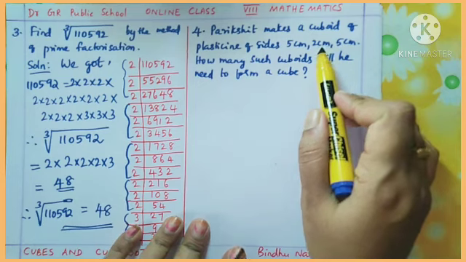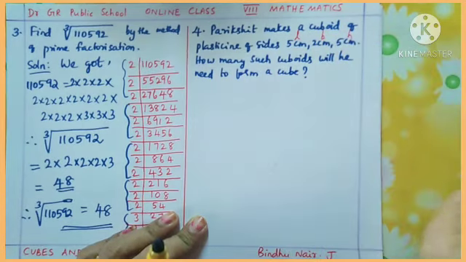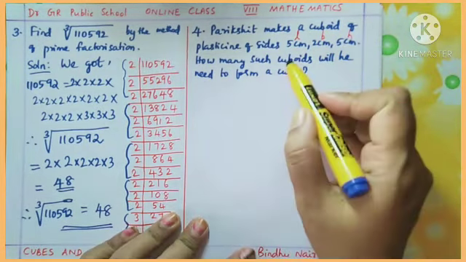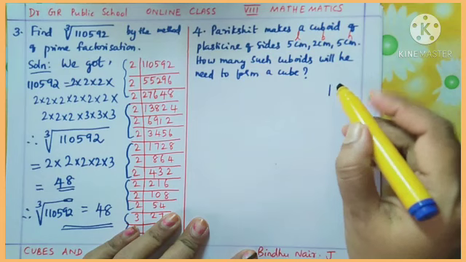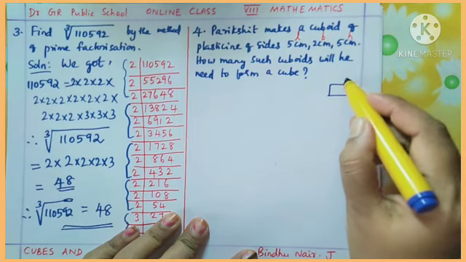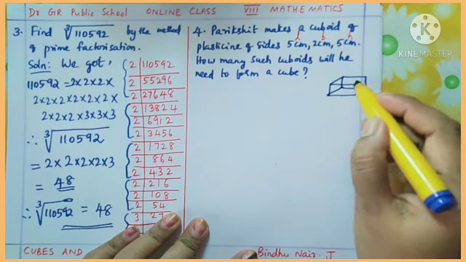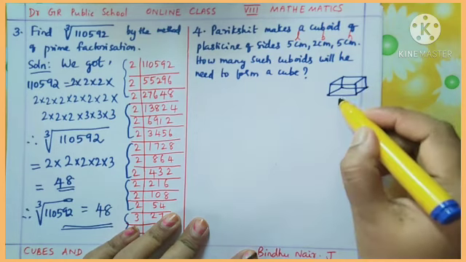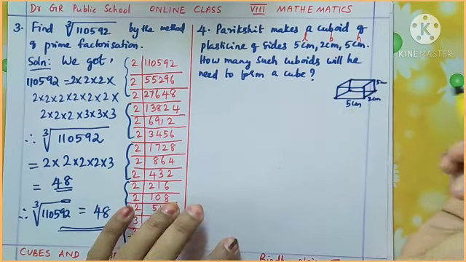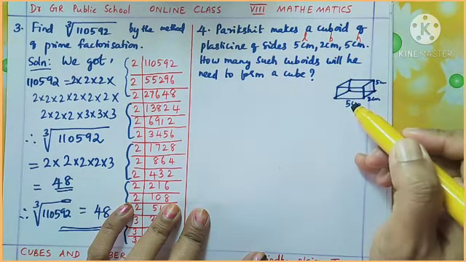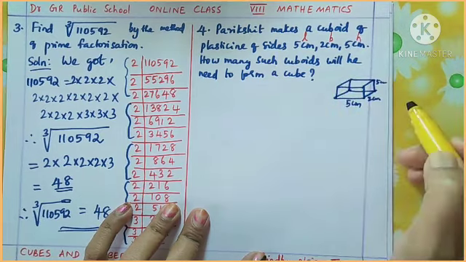What are the dimensions of a cuboid, children? That is length, breadth, and height. So using these 3 dimensions, he made a cuboid. So you know a cuboid has 3 dimensions, length, breadth, and height. Consider this is a cuboid of length 5 cm, breadth 2 cm and height also 5 cm. So he is going to arrange these cuboids and he wants to finally make a cube formation.